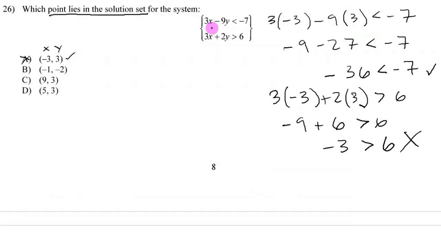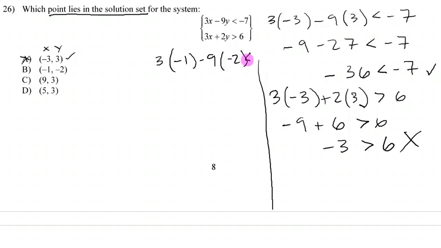And let's see if that one works. So let's try B. I'll do this over here now. So B is negative 1 for x, negative 2 for y. So let's plug that in. 3 times negative 1 minus 9 times negative 2 is less than negative 7. And see what we get here. We get minus 3. Negative 9 times negative 2 is positive 18, is less than negative 7. And I get 15 is less than negative 7. So that's not true. So this one doesn't work either.